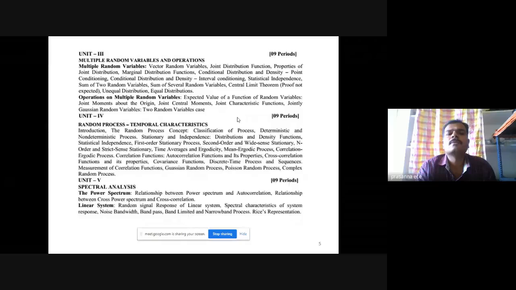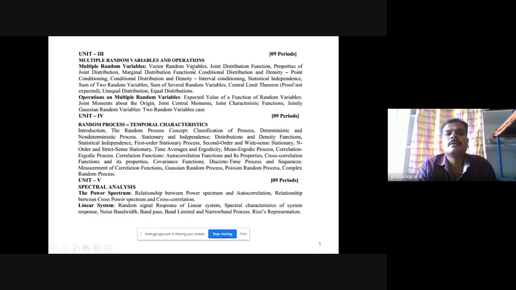Say, for example, rainfall and crop growth, which are related events. There is rainfall and then we have growth of crops. So how can these two events be coupled together? Like that we can couple many events and then study those events mathematically. So the third unit stresses multiple random variables and operations.